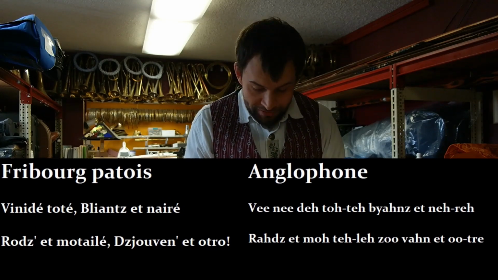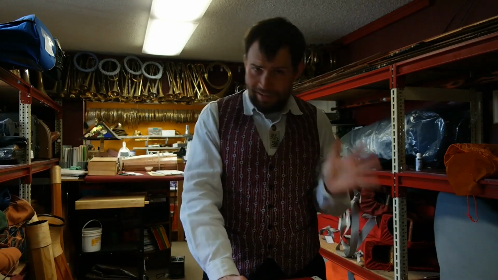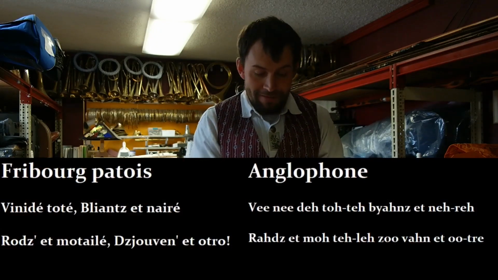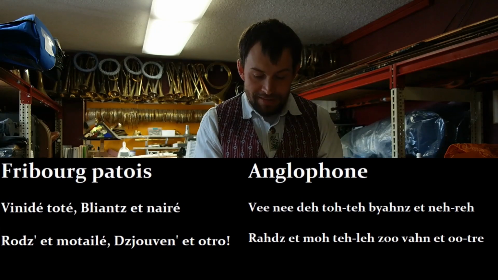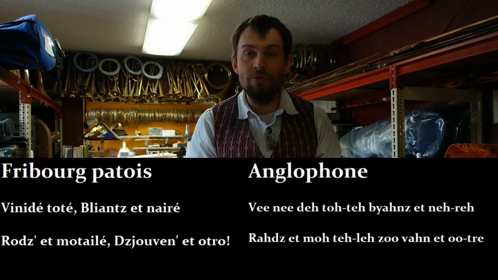And I should mention at this point, I did say at the beginning that the R's are all either sort of Germanic R's or they're rolled R's. I'm not going to be too particular about which one you choose to put where, as long as it's one of those two and not an American R. So if you say vini de tote biancet nere ratzet motele sufan et utre, I don't really care. Just make sure that you use one of those two versions of the R and not an American R. So one more time. Vini de tote biancet nere ratzet motele sufan et utre.